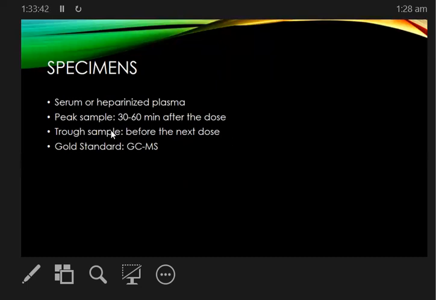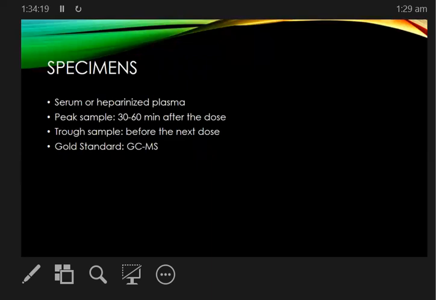So peak sample, in general, is usually collected 30 to 60 minutes after the dose. Trough sample is collected before the next dose. Peak sample is the highest concentration. Trough sample is the lowest concentration of your drug. Take note that the gold standard for toxicology and TDM is gas chromatography mass spectrometry.